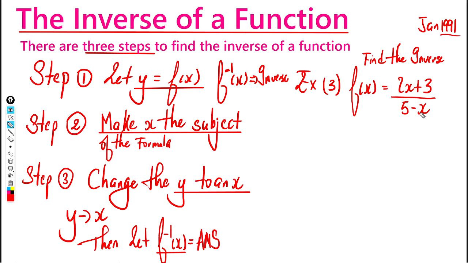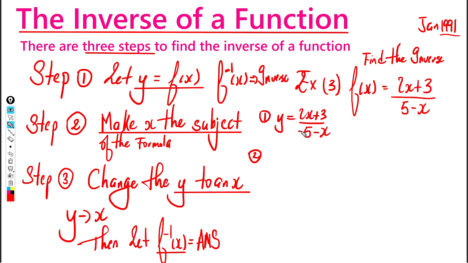Awesome, guys. So we're going to do the last question. I left the best for last. This one is a little tricky, so follow along with me. We're going to follow the steps. The first step is to let y be equal to 2x plus 3 over 5 minus x. And of course, the second step is to make x the subject of the formula.